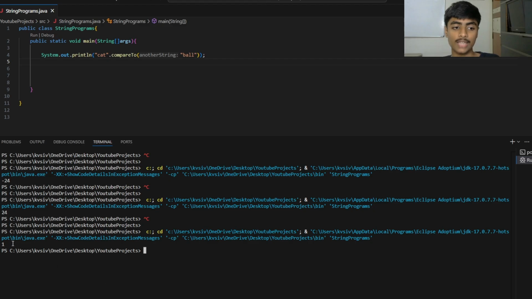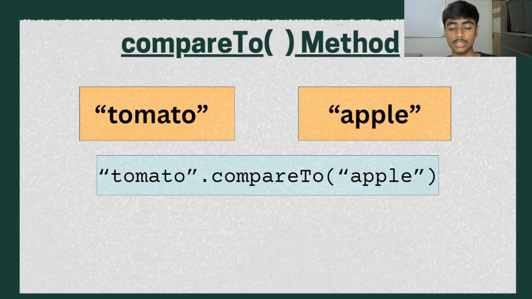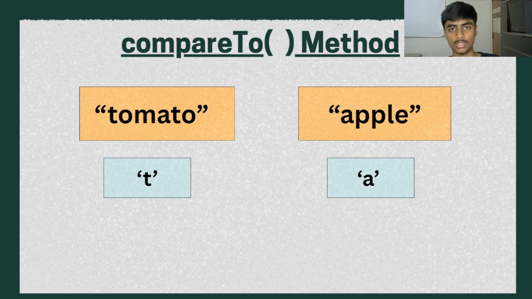Now, to understand the exact output of a compareTo method, we need to understand how the compareTo method actually compares two different strings. So over here, I took two strings, tomato and apple, and I'm basically checking tomato.compareTo with the string apple. In other words, I'm checking if the string tomato exists after the string apple or before the string apple. To compare these two strings, the compareTo method is going to take the starting character of both the strings. This is actually what we do in a dictionary as well. We're going to look at the alphabetical order of the starting characters or the starting alphabets to decide which string appears first. So Java is going to do the same thing.